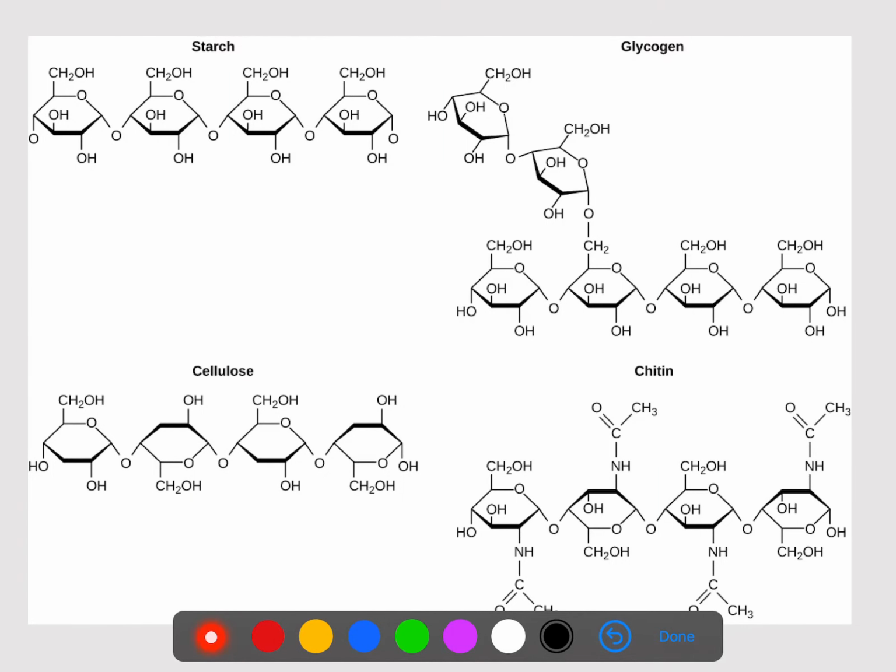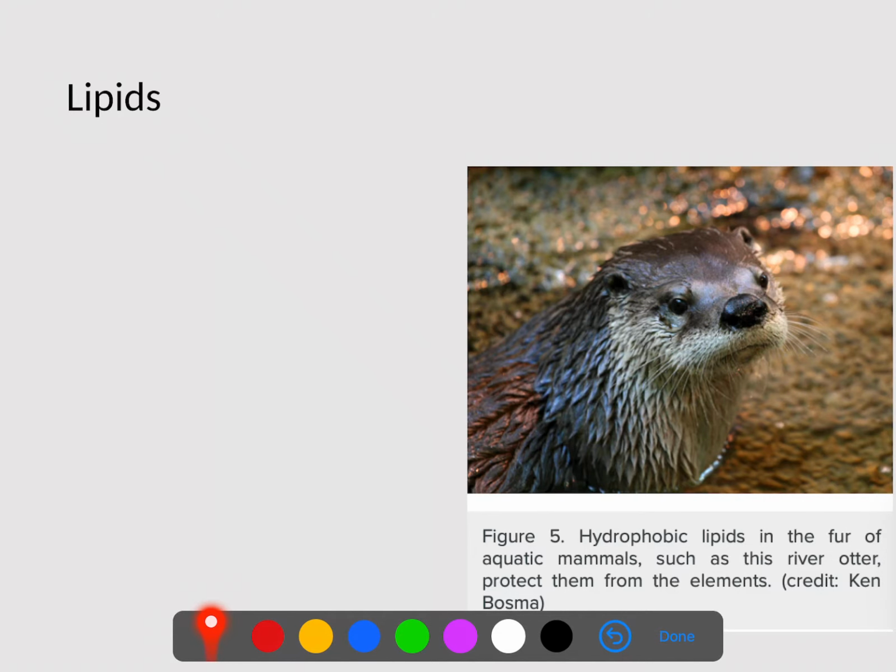So here's a couple pictures here of some polysaccharides. Starch is composed of 4 monomers. Glycogen, which is in animals, obviously is a split polysaccharide. Chitin in fungus, and cellulose in plants. Notice how there are multiple rings bonded together because polymers are large repeating units of monomers.